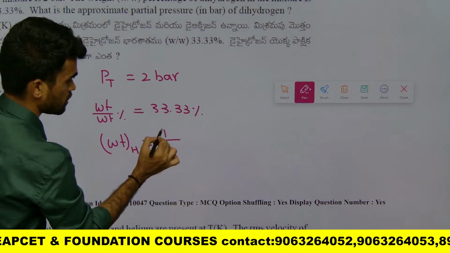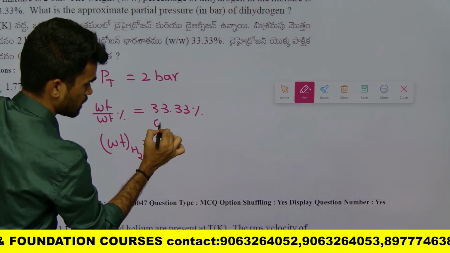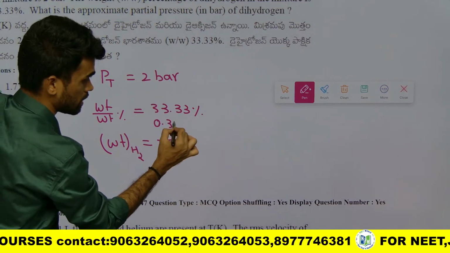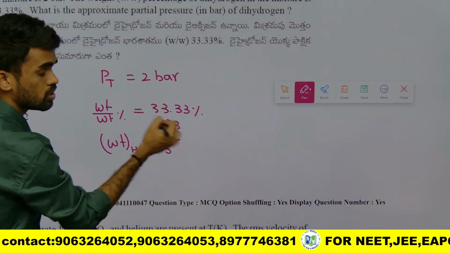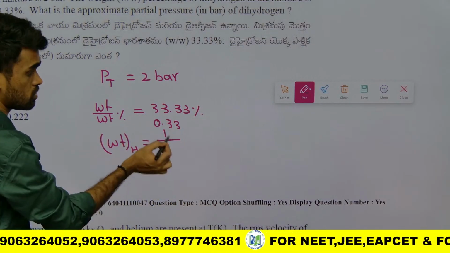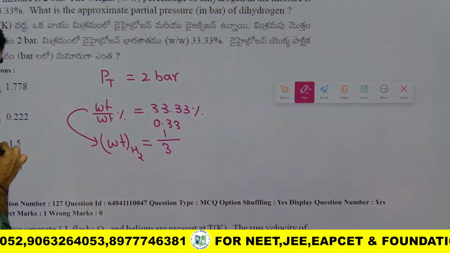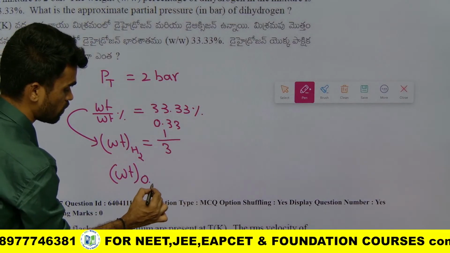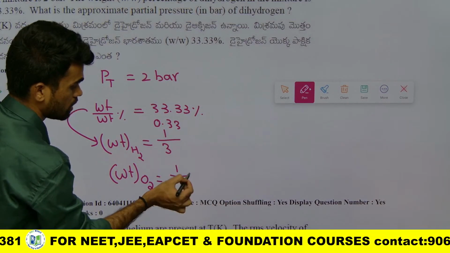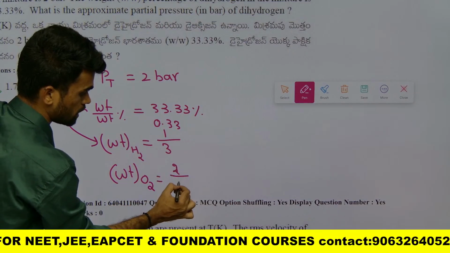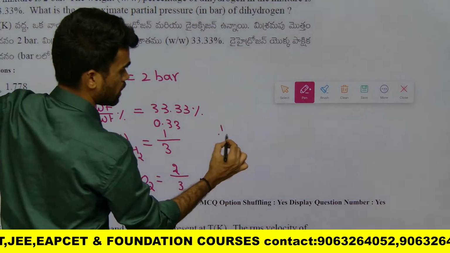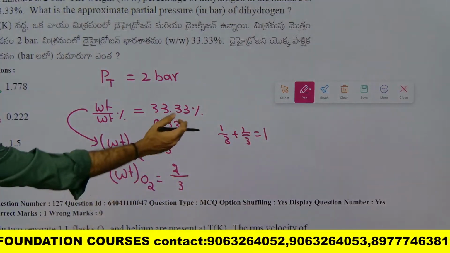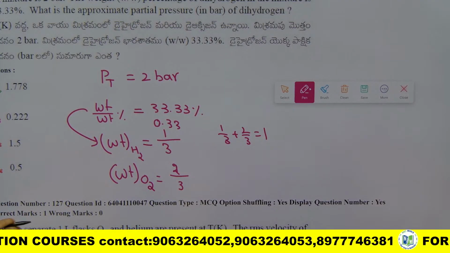See, 1 by 3 is 0.333 and so on, and into 100 that gives us 33.33. That's why I have taken this. Similarly, the mixture contains hydrogen and oxygen only, so the weight fraction of oxygen should be 2 by 3. The total sum should be 1. So 1 by 3 plus 2 by 3 equals 1. Like that I have taken the weight fraction. I hope it is clear.